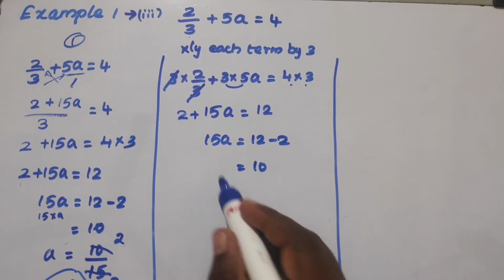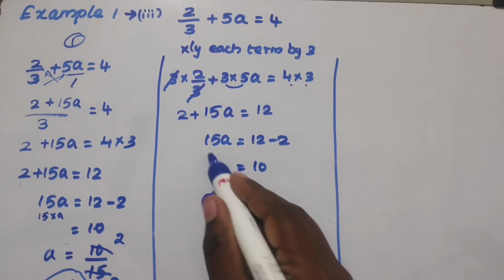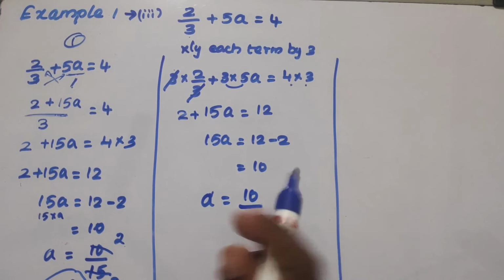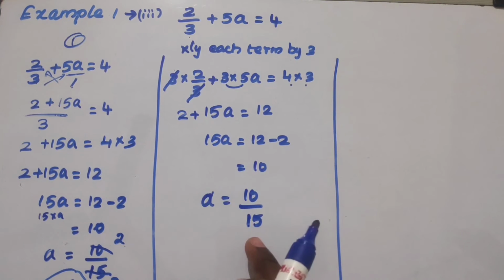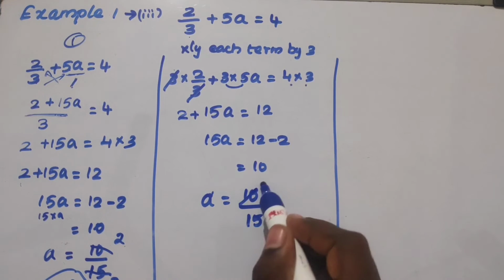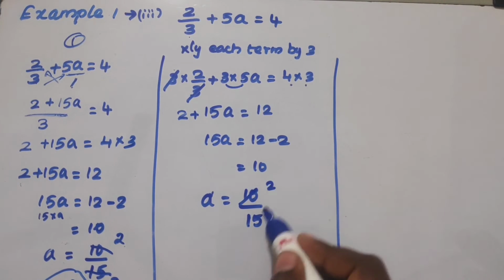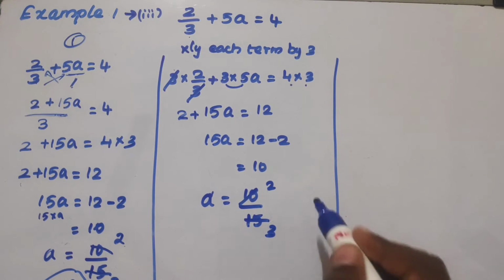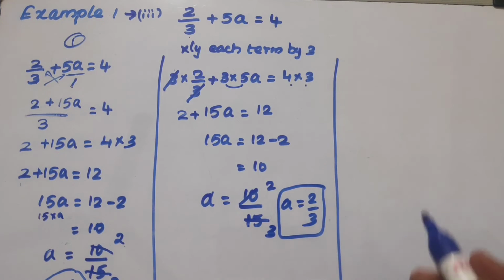We need to find the value of a. Therefore, a equal to 10 upon this 15, which comes in divide because here it is in multiplication. Therefore, 5 2s are 10, 5 3s are 15. Therefore, a equal to 2 by 3. This is method 2. If it is easy for you, you can solve by this method.